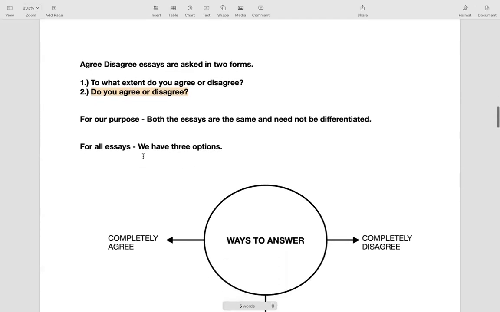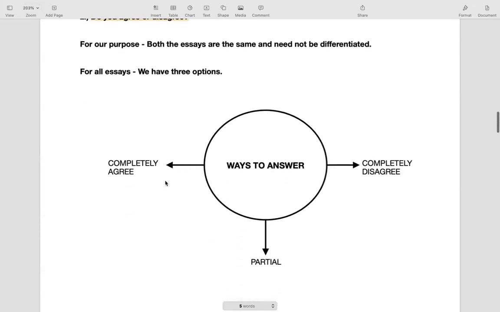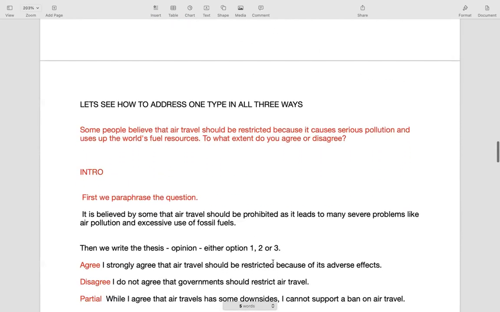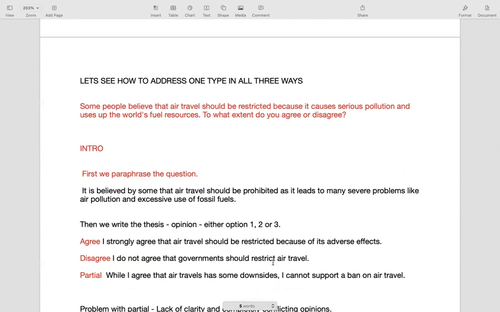Okay. For all the essays, we have three options. The first option would be you can go one-sided, which means you can completely agree or completely disagree for all the essays. And the second option would be to go partial. So basically there are three options: completely agree, completely disagree, or partial. Or you can say two options. Either you can make a one-sided essay or you can make a partial essay. Okay. So now let's see how to attempt them. I'll take one by one. We'll take one by one questions and we'll see the approach to attempt them.